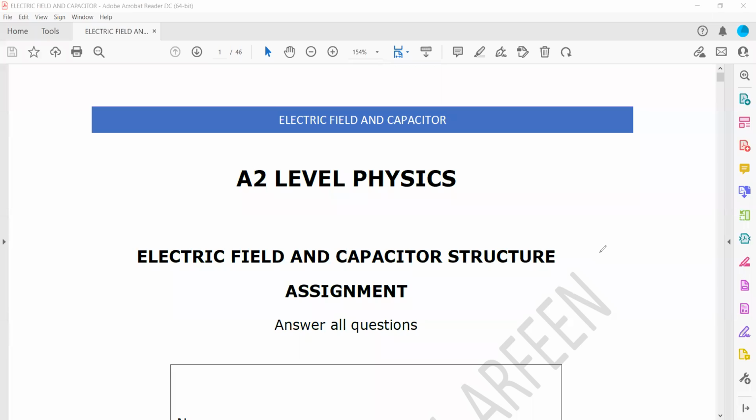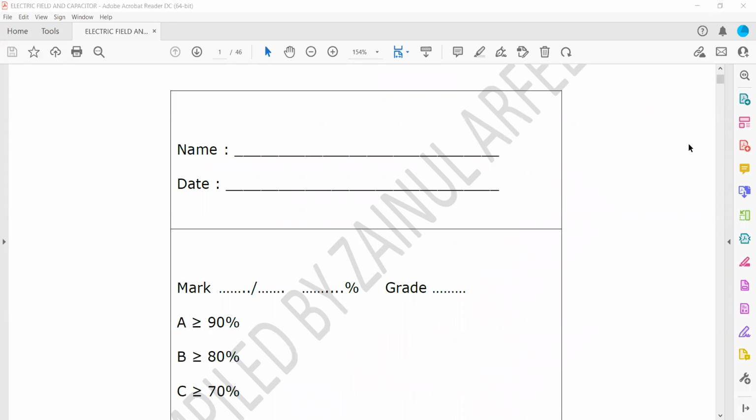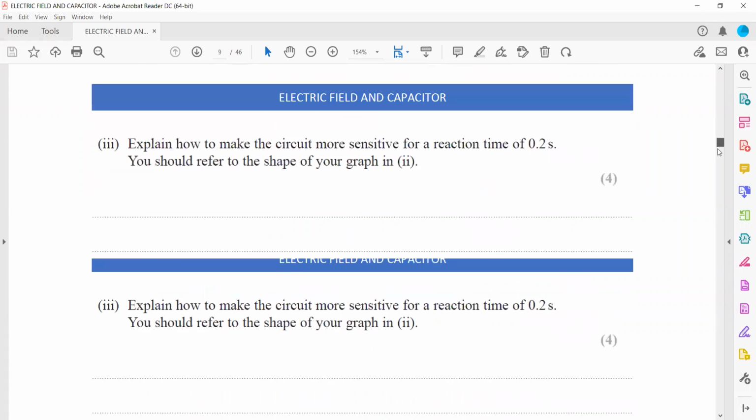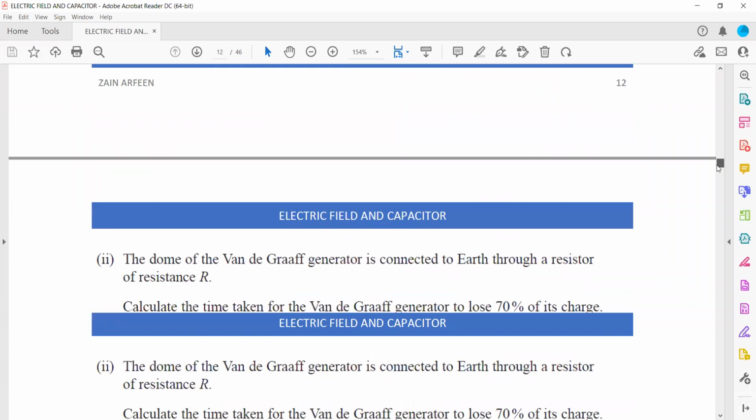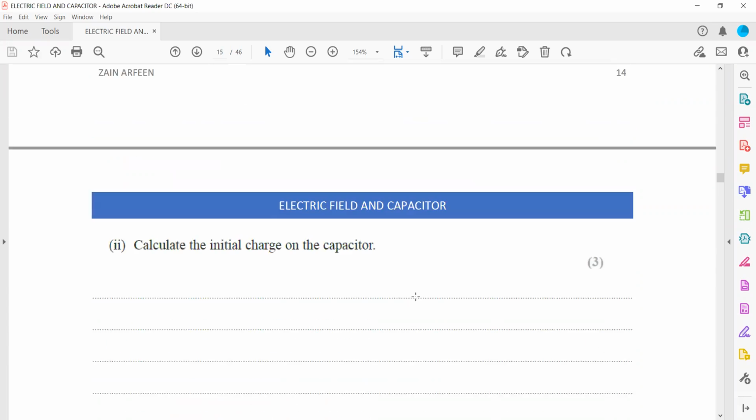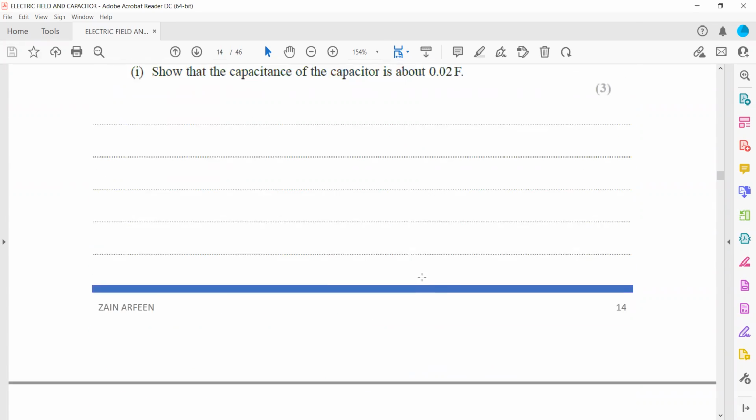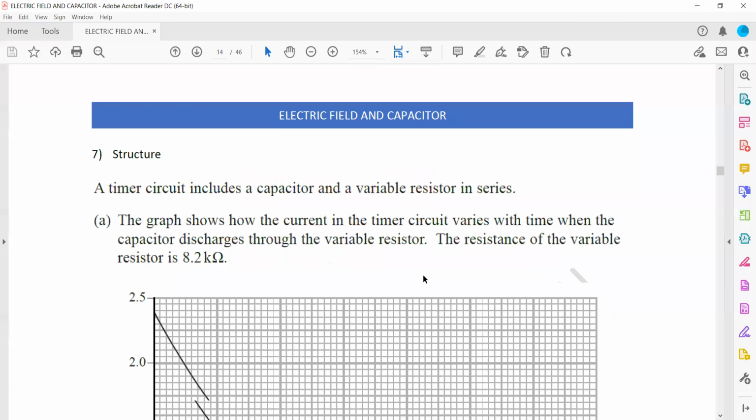Electric field and capacitor structure question assignment. Yesterday we did the first 6 questions from this assignment, and today we'll do question 7 onward. You will find similar questions, like a pattern is there when you're solving the questions from this.